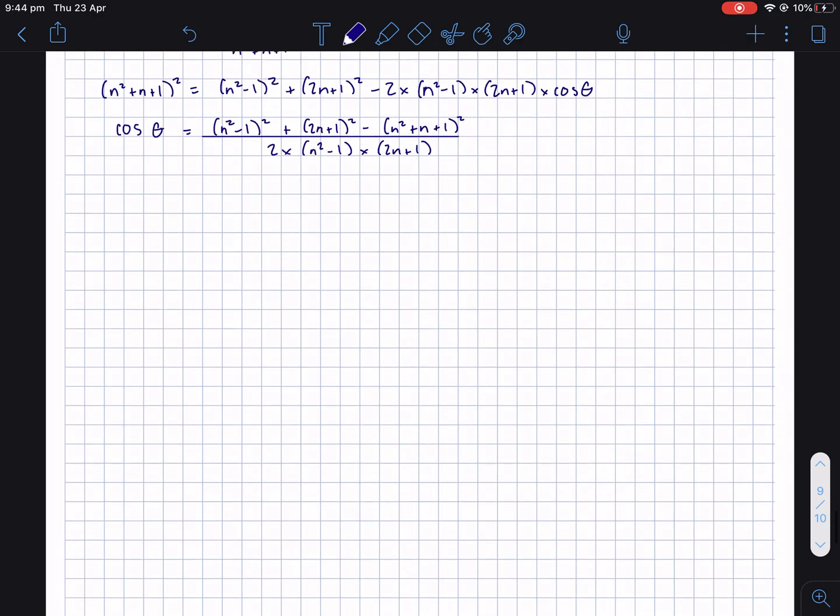Okay, I'm just going to figure out what each of these squares is on the right hand side. So n squared take 1 squared is n to the 4 take 2n squared plus 1. 2n plus 1 squared is 4n squared plus 4n plus 1. And n squared plus n plus 1 squared, we're going to have to actually expand this because it's not binomials. N squared plus n plus 1, n squared plus n plus 1.